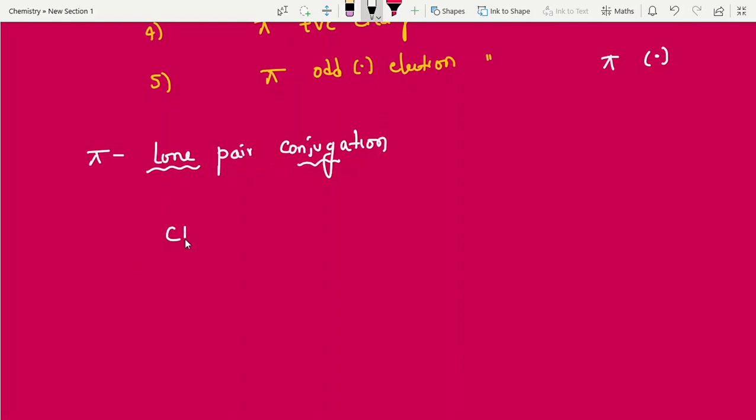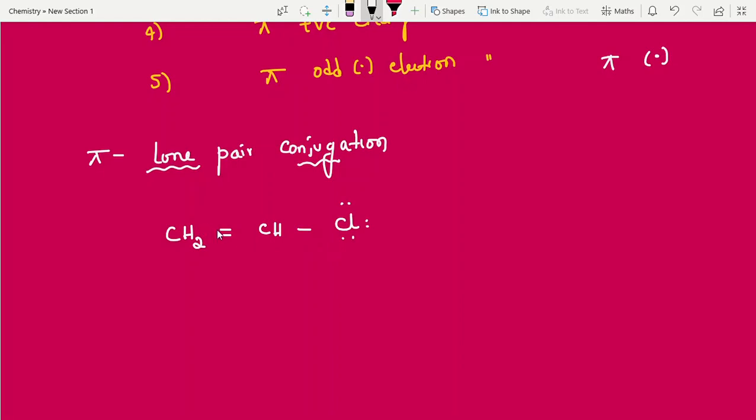Now look at this: CH2=CH-Cl. Chlorine has lone pairs of electrons, right? You are in a position to identify them. We have already studied valence electrons and Lewis dot structures, you people know. Chlorine has 6 lone pair electrons, 3 lone pair sets.